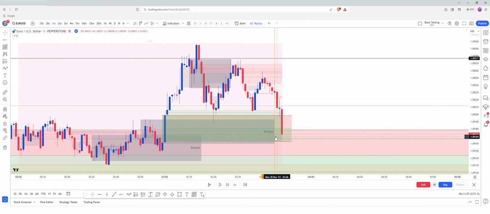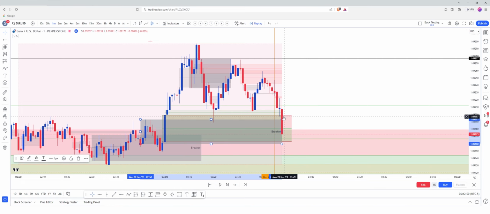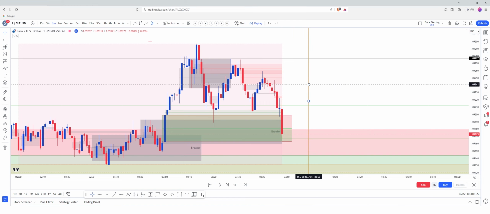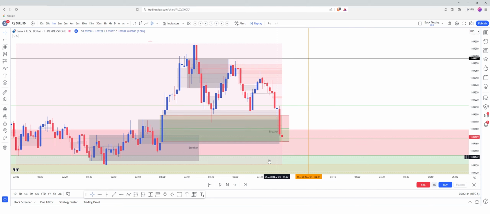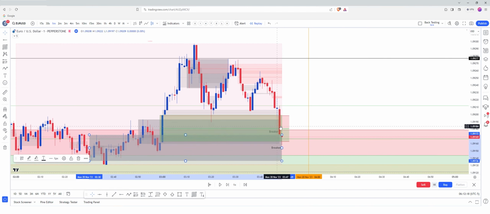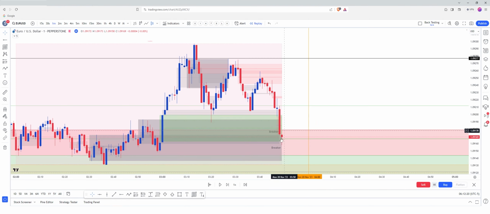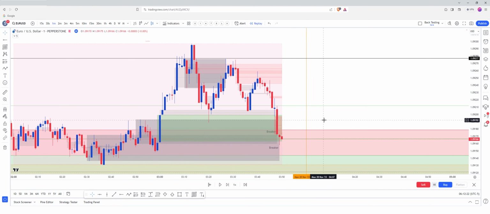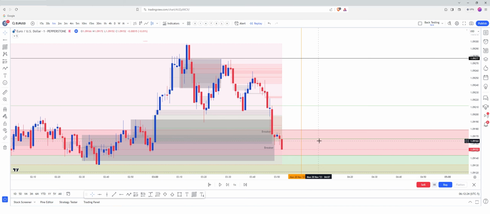Closed through the fair value gap. So we're into the breaker block. We've closed underneath 50% of that fair value gap. So that tells me that that is not as strong as we would like. I'm not going to be using that as a sole criteria for a long trade. Back into the top of that earlier breaker block that we highlighted. Nice rejection wick. So still not closed through that fair value gap.